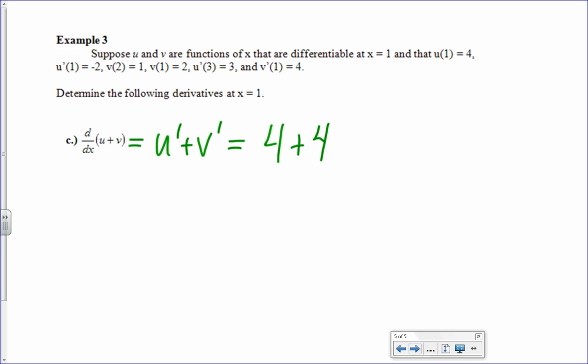Oh, okay. I almost really snuck that one by. U prime at 1 is -2, plus 4. I thought for sure I was going to sneak one of them by. Is 2. So once again, that would be some function I've never seen, u plus v. Maybe it combines nicely, maybe it doesn't. I don't know what they look like. But I do know that if I add them together, the slope of the tangent line at 1 is 2.